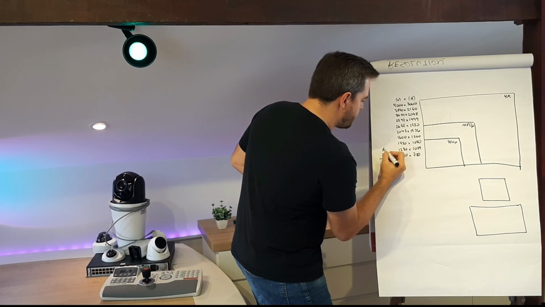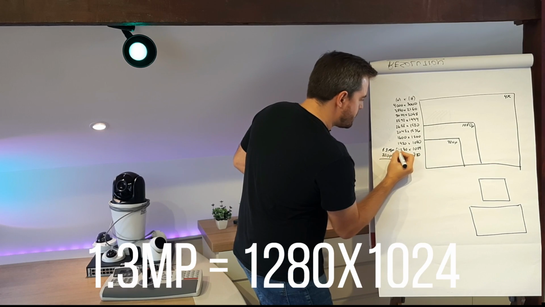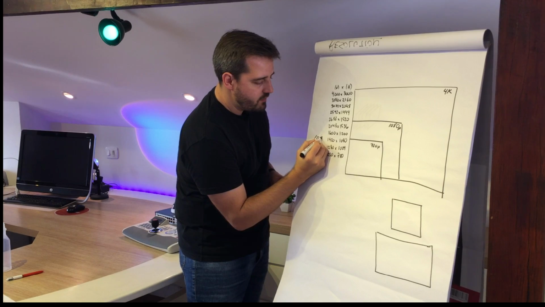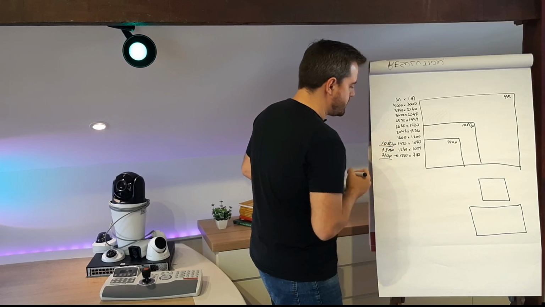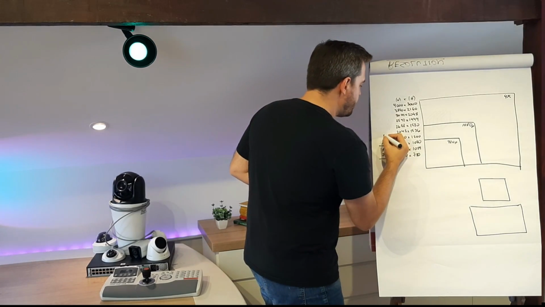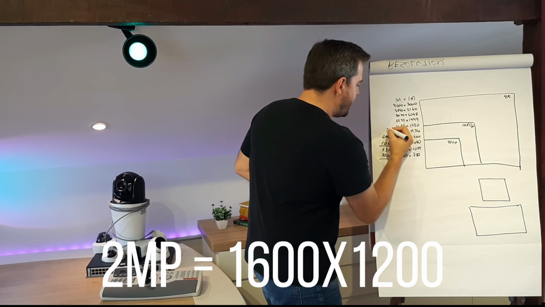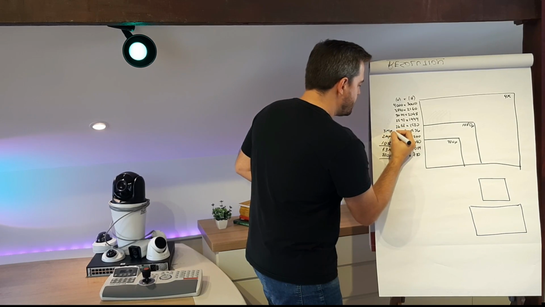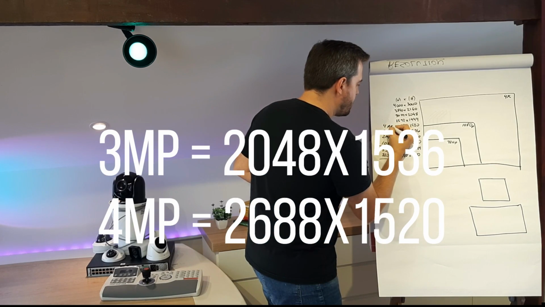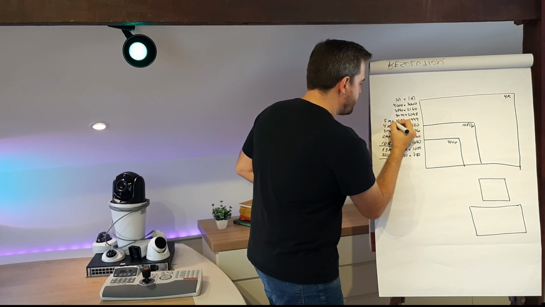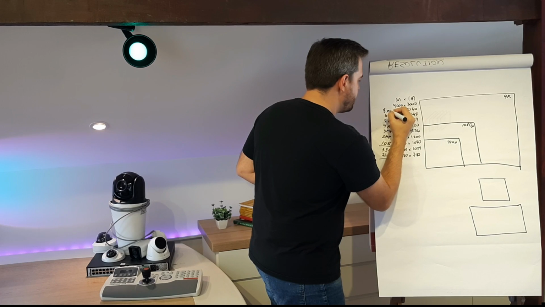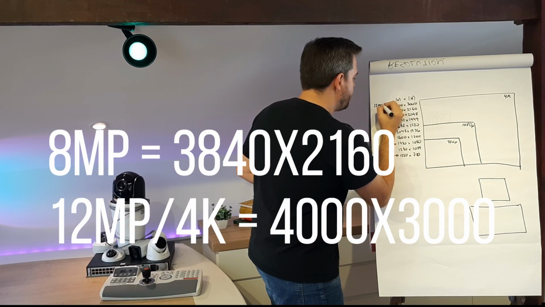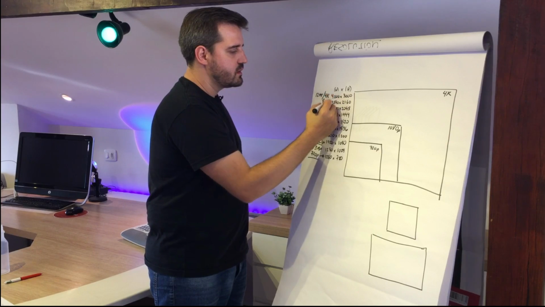We have 1.3 megapixel. We have the 1080p, which is widely used as well. We have the 2 megapixel camera, and then we will go up: 3, 4, 5, 6, 8, and 12 megapixel, and 4K.